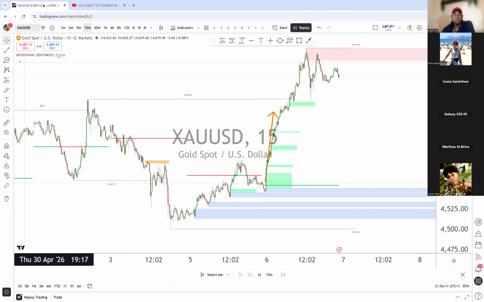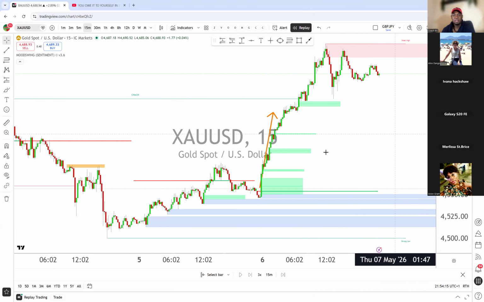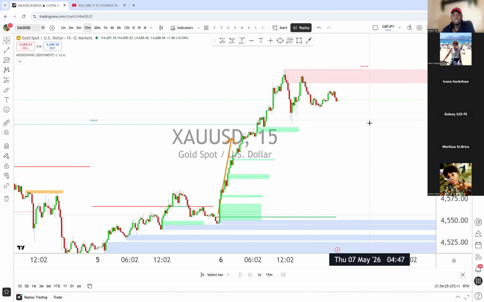Okay? So one of the important things to remember is our mood swing level. It will print when a new session starts in the Asian session, right?